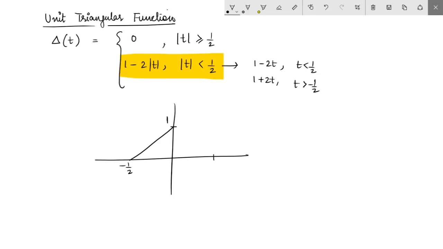This term is a straight line having a slope minus 2 and a y-intercept of 1. This is how a unit triangular function looks like. In this definition, delta t by a is the total width of the base of this triangle, while in the other definitions, this a is half of the width of the base of the triangle.